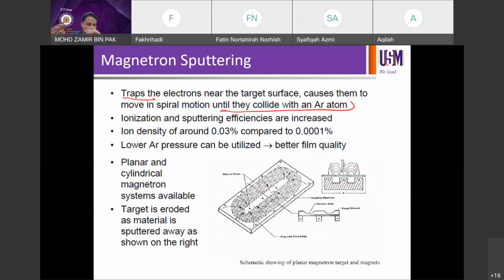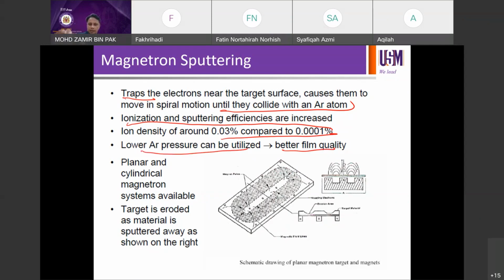So that's called magnetron. Ionization and sputtering efficiencies increase. As a result, you get more ionization and more sputtering, so you see higher yield. As a user, you get to see a higher deposition rate during the sputtering process. Ion density of around 0.03% compared to 0.001%. If you want to compare the increment, that sort of increment is expected. Lower argon pressure can be utilized in order to get better film quality.